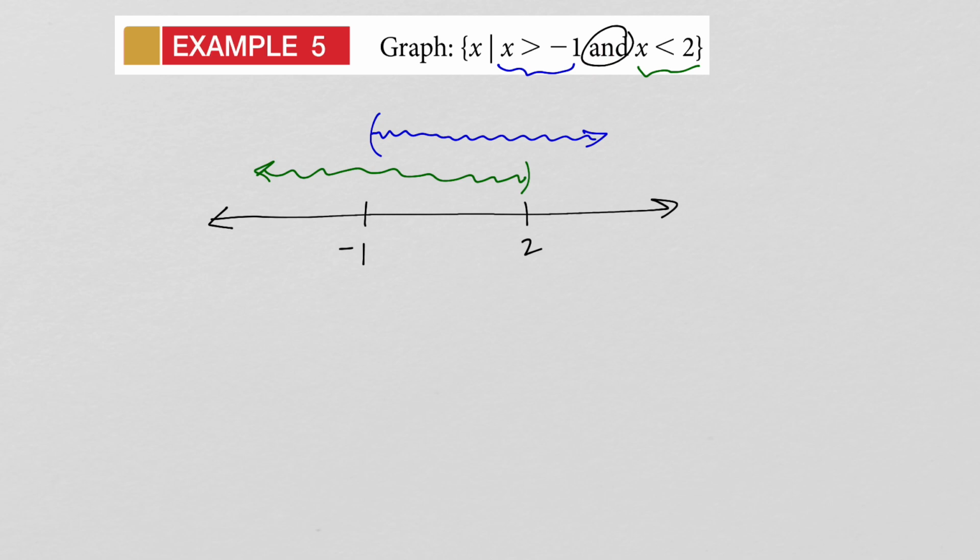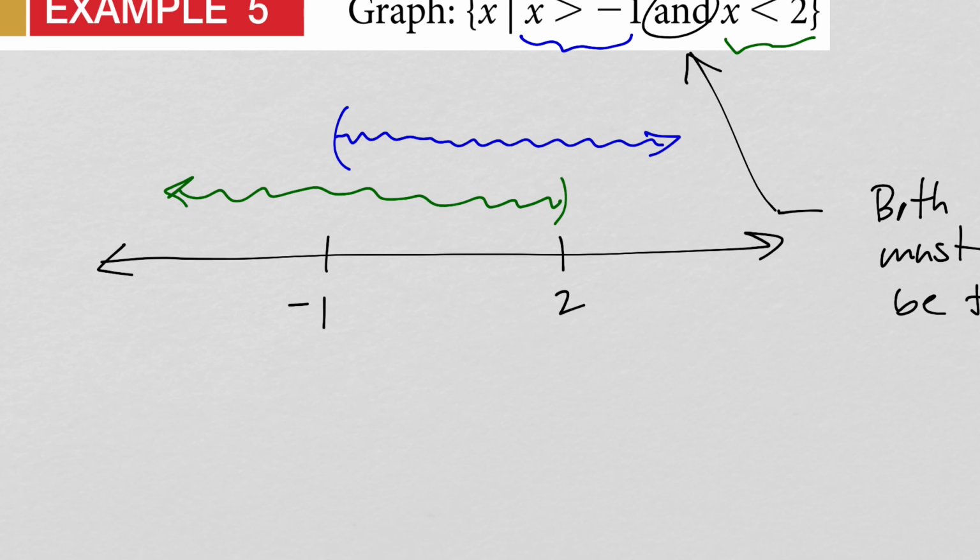Now the word and means we need both of these to be true at the same time. Okay, so the word and means both must be true. So when you compare that to the word or, which means you simply take everything that you graph, here we are not going to take everything that we graph. We're only going to take the numbers that satisfy both of these. And that would be all the numbers in between -1, not including, and +2, not including.